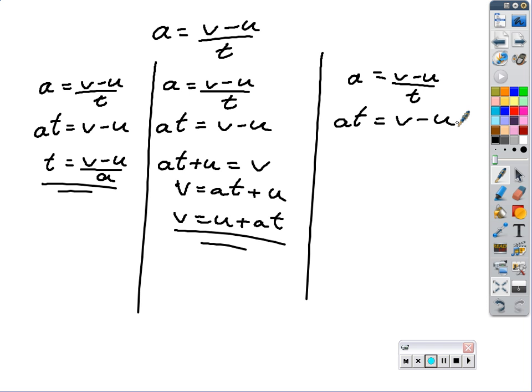What? Who knows how to get rid of that? Get rid of the V there. Right. Would it not be easier?